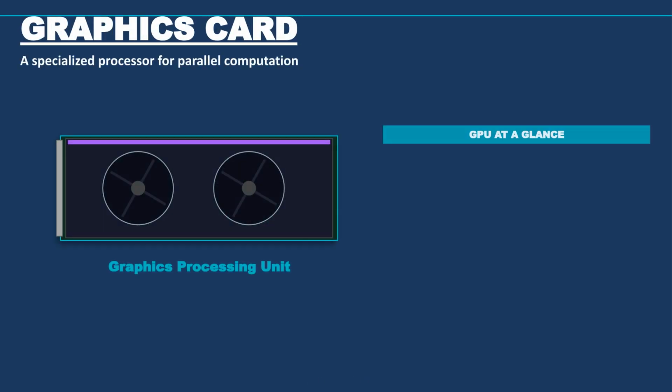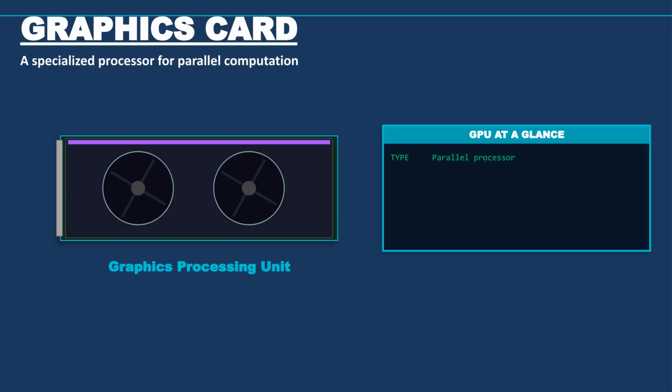A graphics card, or graphics processing unit, is a specialized processor for parallel computation. It is a parallel processor found in PCs, laptops, and servers, primarily used for graphics, AI, and computing, and is made by companies like NVIDIA, AMD, and Intel.